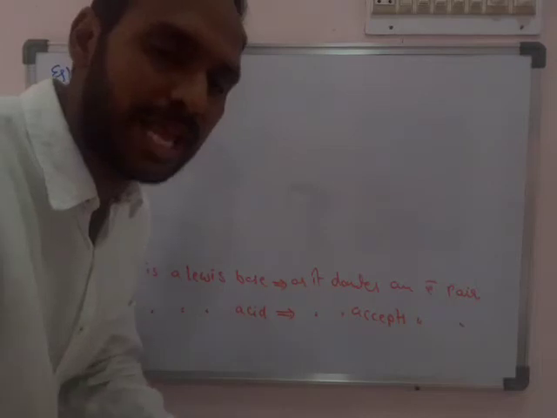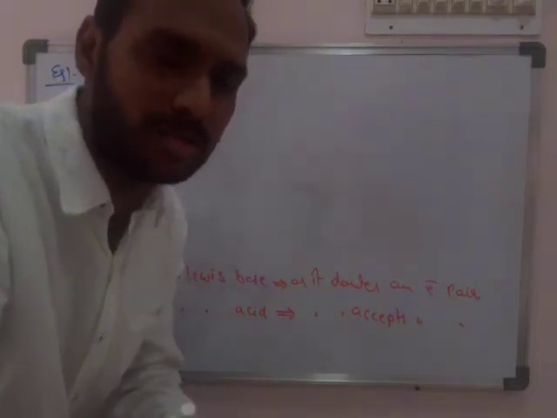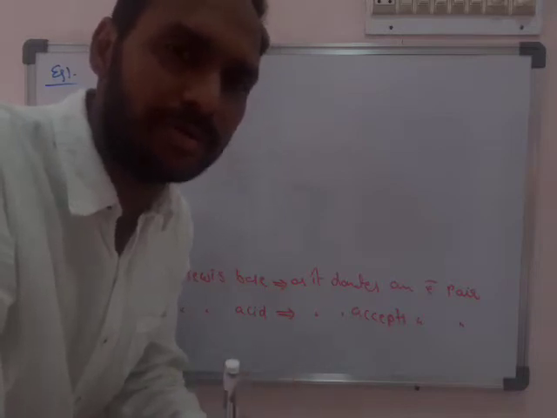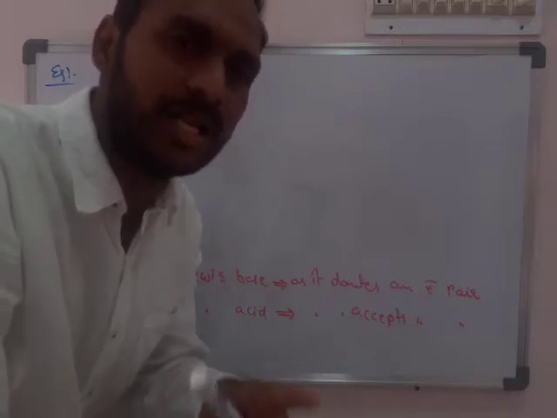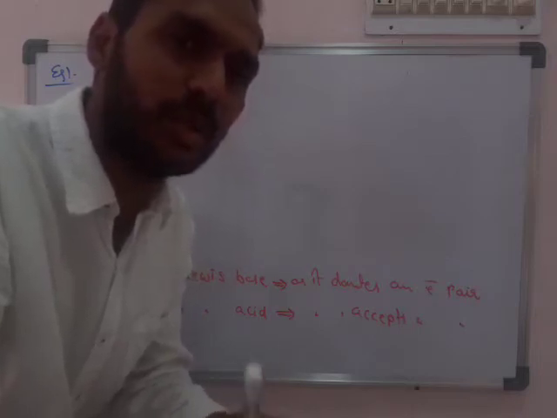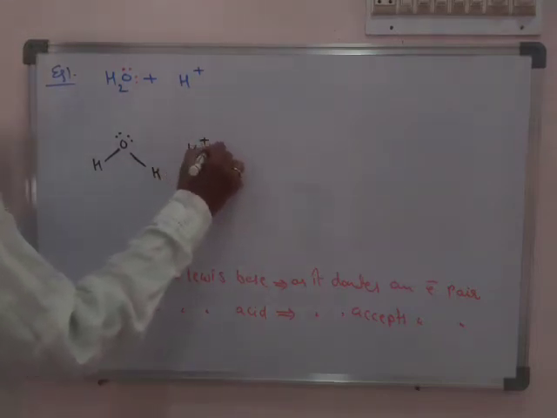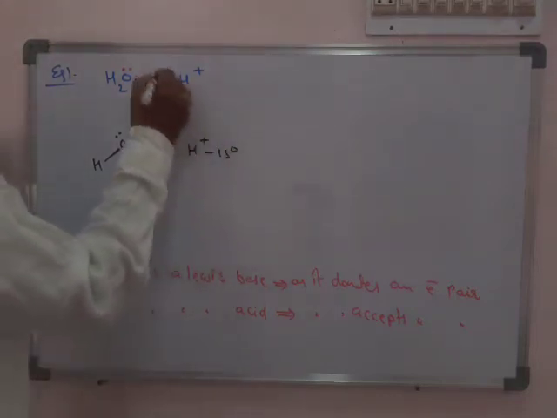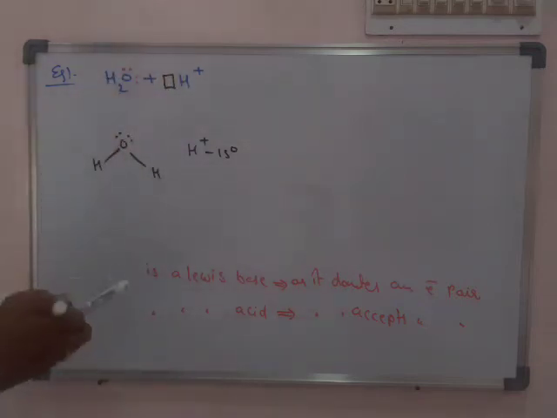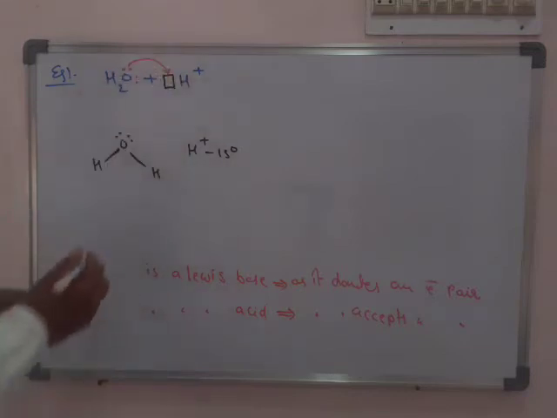Actually, oxygen belongs to the 16th group. It is having 6 valence electrons. Of the 6 valence electrons, 2 electrons are used in bond formation with the 2 hydrogens. The remaining 4 electrons are left as lone pairs on oxygen. And we know that H plus means 1s0. 1s0 means it is having an empty orbital. And there is a transfer of one electron pair.